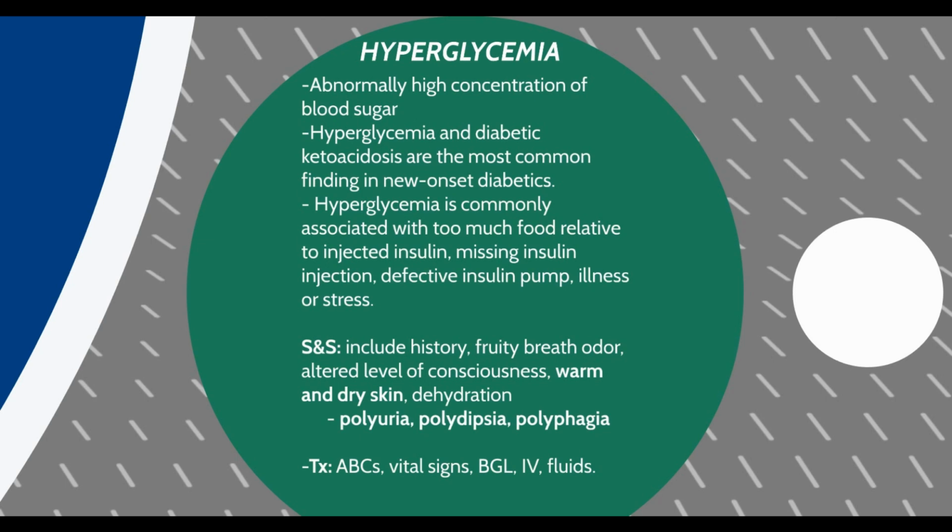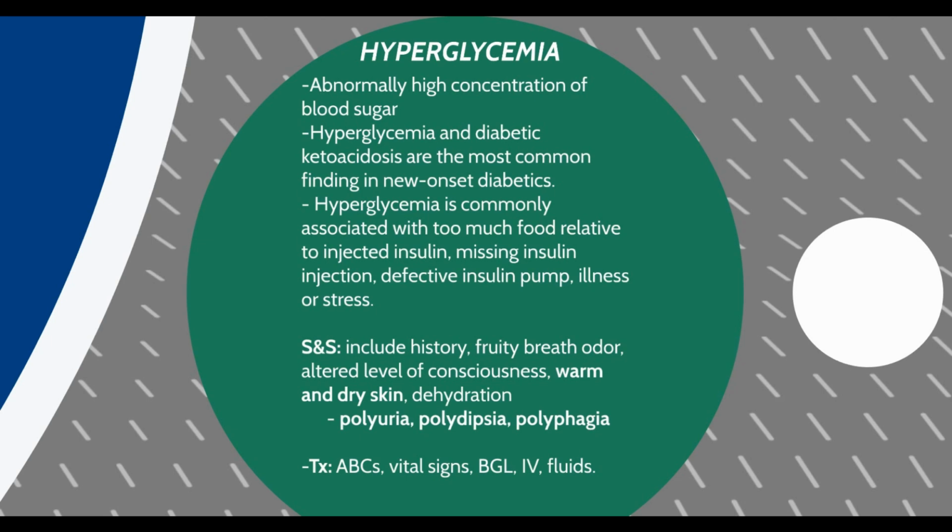So let's talk about hyperglycemia. This is an abnormally high concentration of glucose in the bloodstream. This is a danger because this can cause increased urination, which can cause dehydration. So let's talk about that for a minute. So hyperglycemia and diabetic ketoacidosis are the most common findings in new onset diabetics. So with that being said, they didn't know they were diabetic, and so it kind of got out of hand, and now they are in a diabetic emergency.